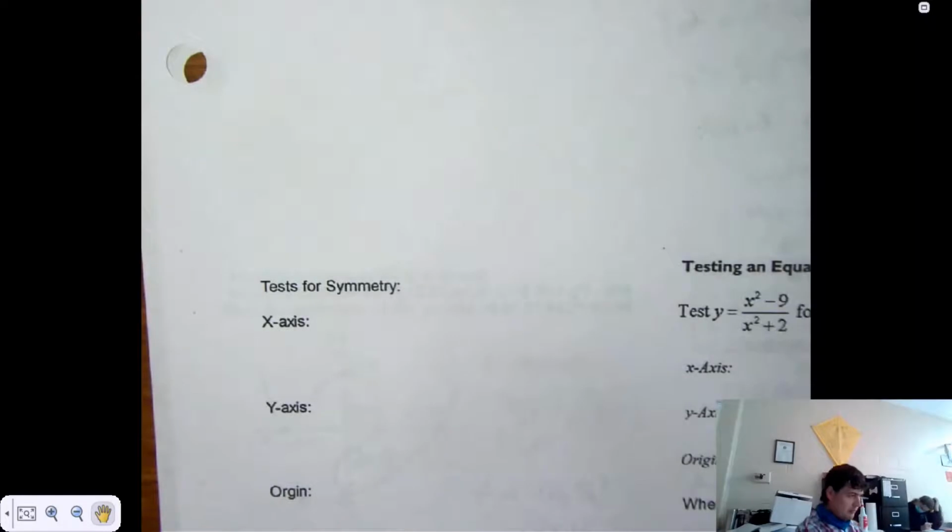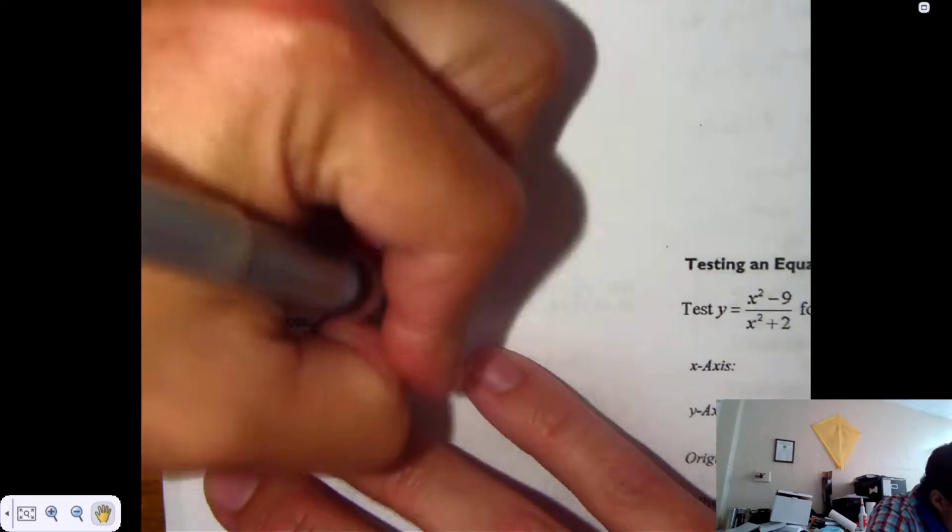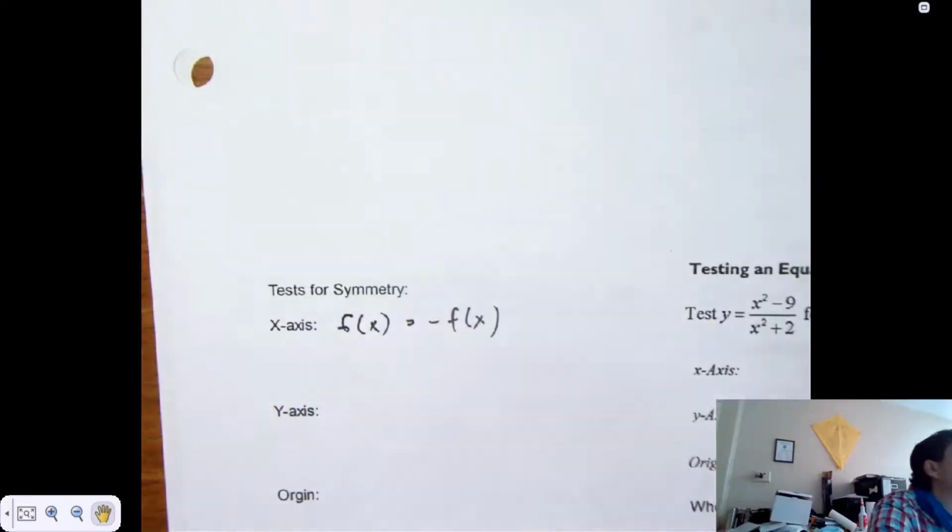You're not going to like the way these tests for symmetry are written because they use function notation, which is kind of the bummer part of it. Test for x-axis symmetry says that f of x equals negative f of x. Kind of funny looking, isn't it? It means that if you plug an x value in, you should get back both a positive and a negative y value that are the same. That's what it means in words.